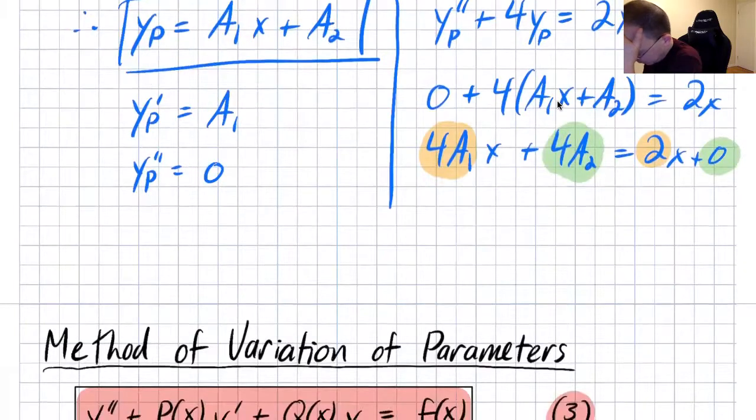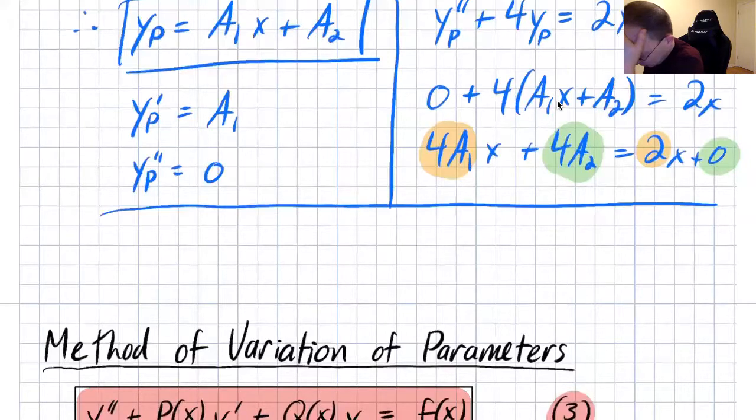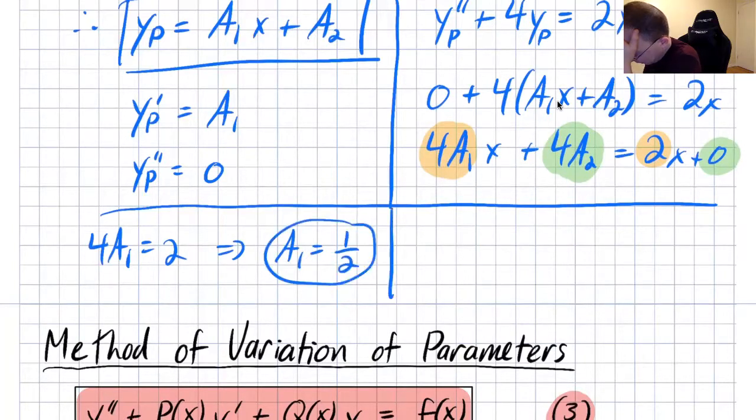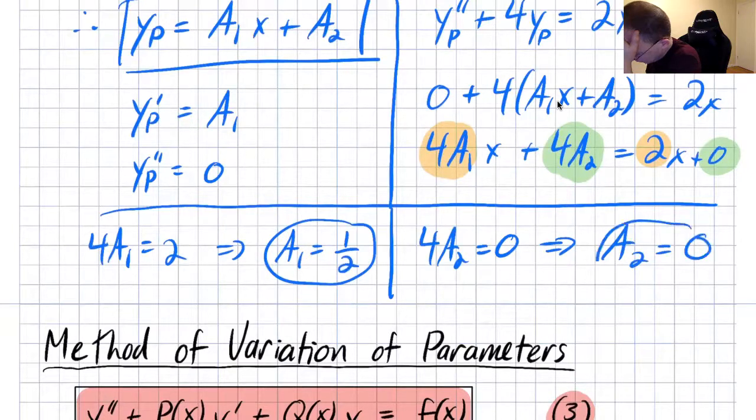So therefore we get 4a1 equals 2, and that implies a1 is equal to 1/2. And we have 4a2 is equal to 0, and so a2 is equal to 0. Okay, great.